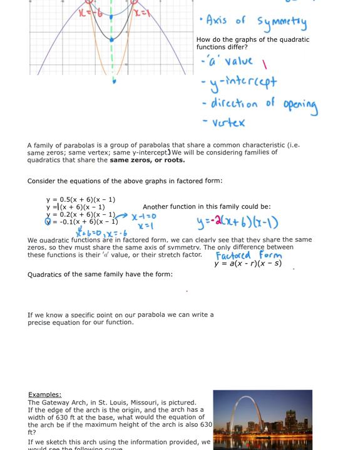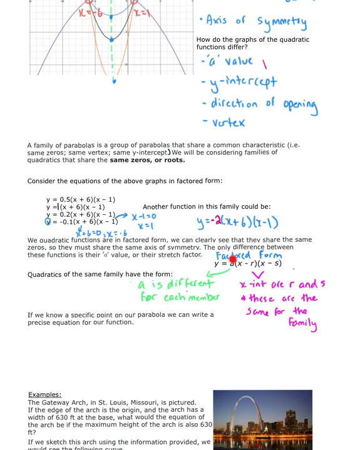So factored form is y equals a, x minus r, x minus s. The a value represents its vertical stretch or compression, and it will tell you the direction of opening. The a value is different for each family member. Looking at the four equations in factored form, we can clearly see the a value is different. x minus r and x minus s are each the factors, and that is how we find the x-intercepts. Here the x-intercepts are r and s, and these are the same for each member of the family.